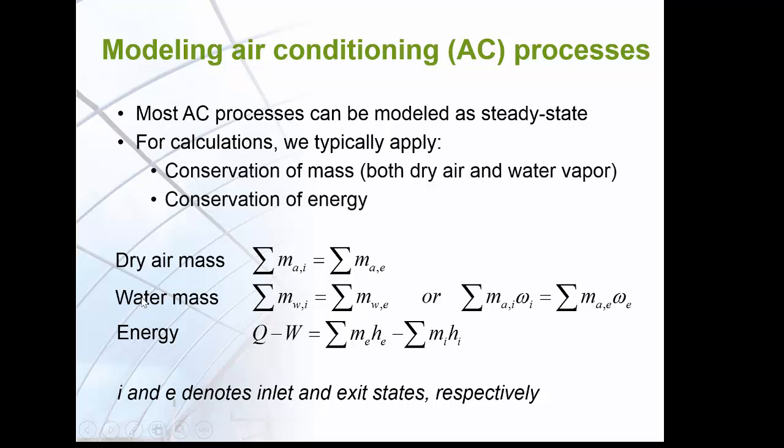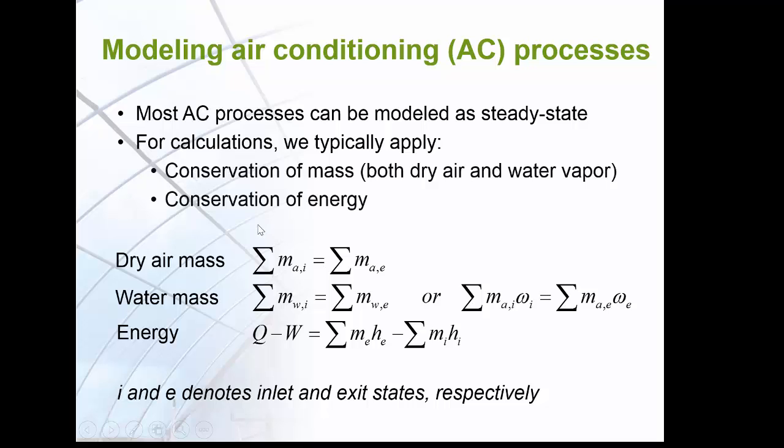And similarly for the water mass balance, we have the total amount of water mass entering equal to the total amount of water mass leaving the control volume system. We can represent the amount of water mass by using the dry air mass times the humidity ratio at that state. As you can see, it is defined here for both inlet and exit conditions for that control volume system.